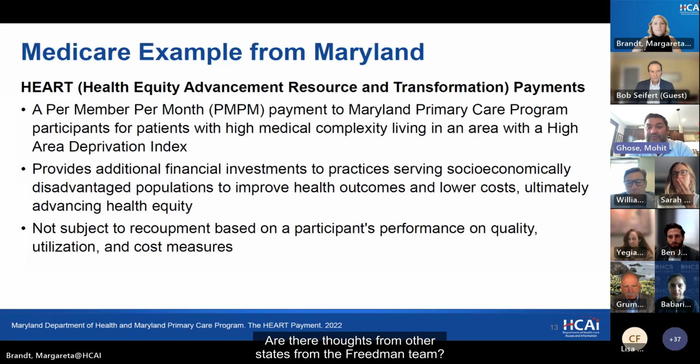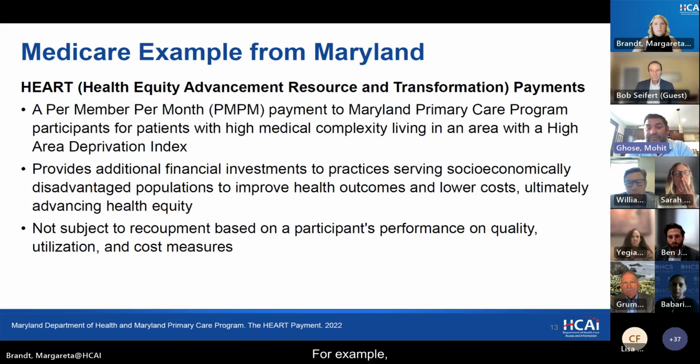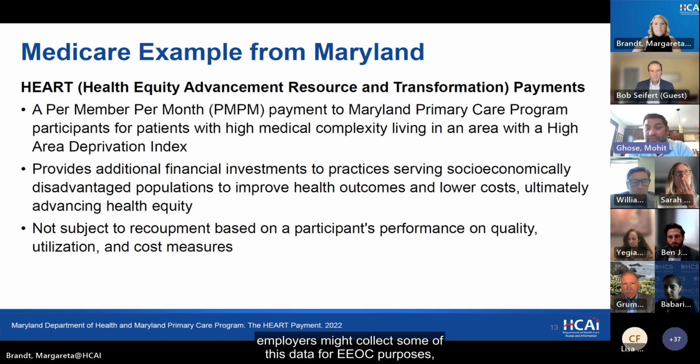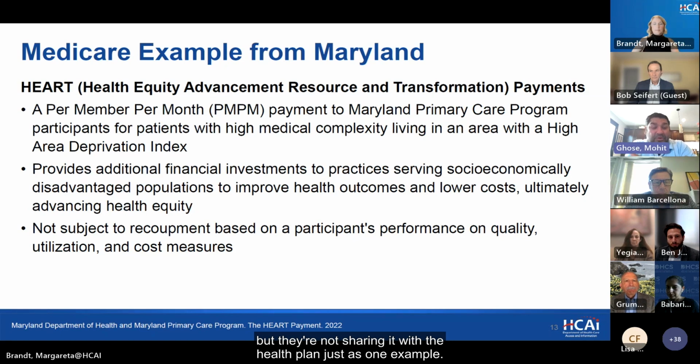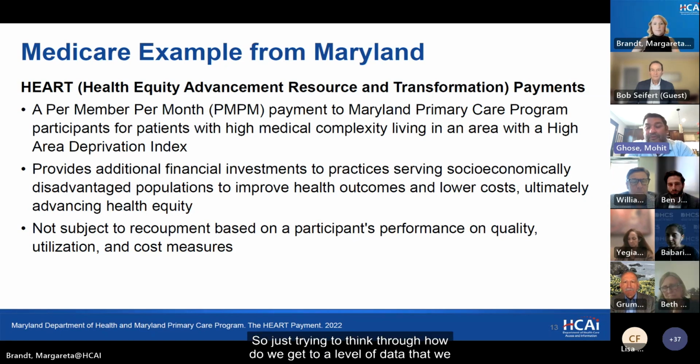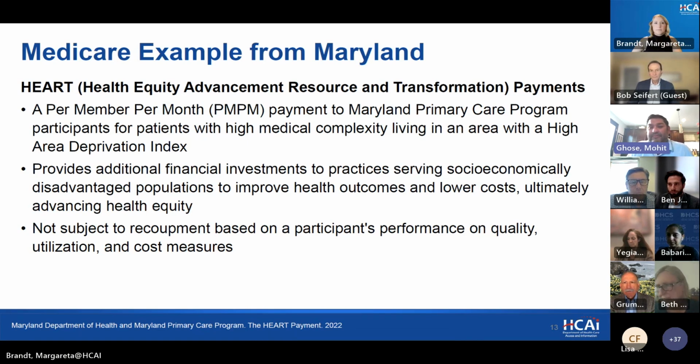Are there thoughts from other states, from the Friedman team? For example, employers might collect some of this data for EEOC purposes, but they're not sharing it with the health plan, just as one example. You know what I mean? So just trying to think through, how do we get to a level of data that we know is realistic?